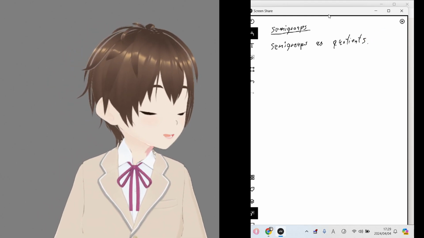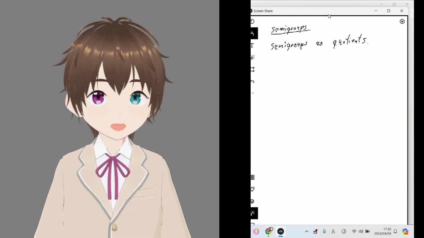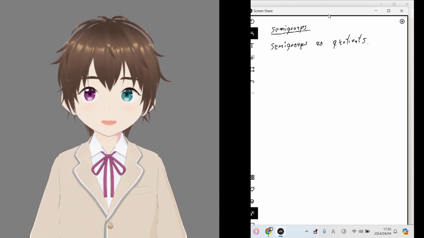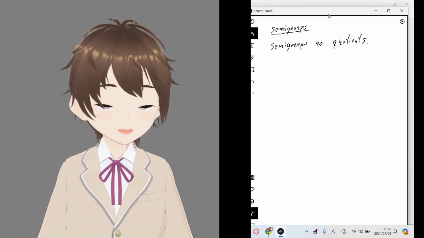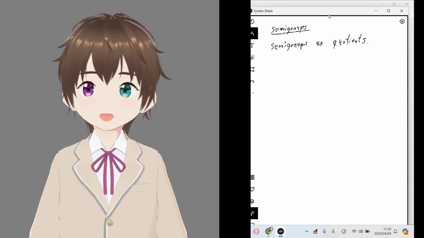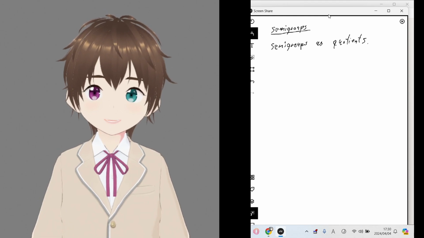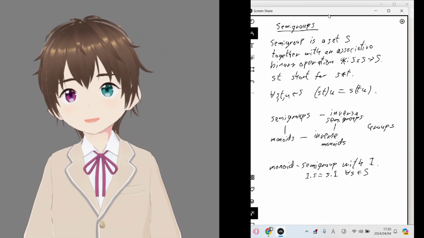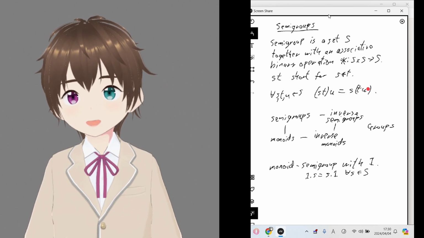So every semigroup is a quotient of a free semigroup. Semigroups are what count as what's called a variety of algebras. Semigroups are defined by taking a set and putting some operations on it and insisting the operations obey some laws. And the law for semigroups is the associative law given here. Groups have some other laws, but semigroups only require this law.